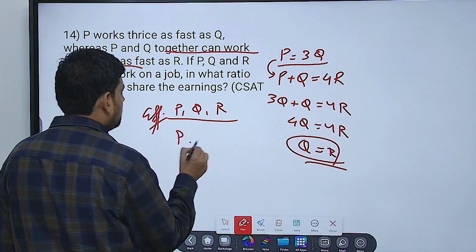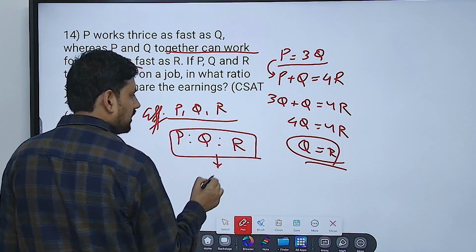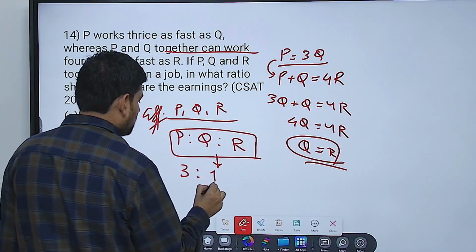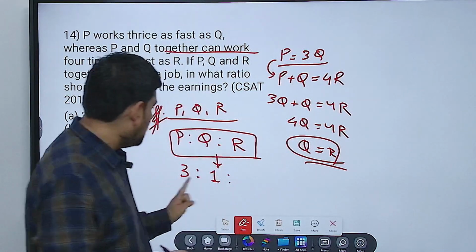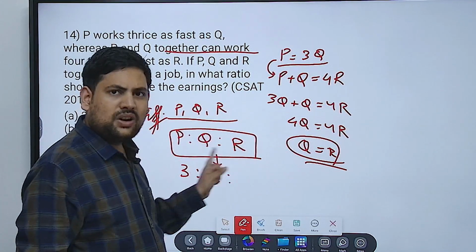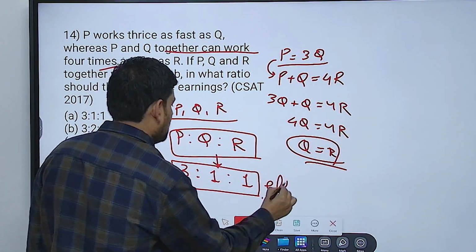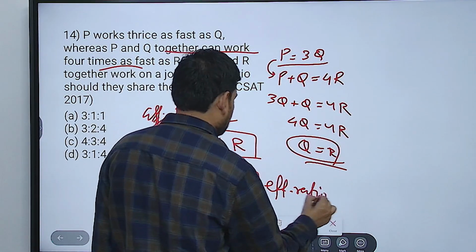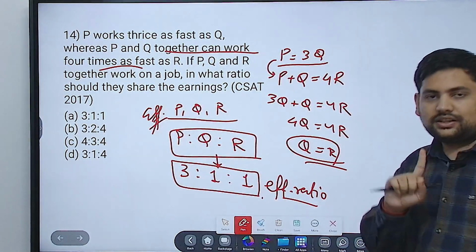Now if I ask you, what is the ratio of efficiency of P, Q and R? What will it be? P will be 3, Q will be 1. Correct? Because P is 3 times that of Q. So 3 ratio 1. Now R and Q are equal, so 1 and 1. So this will be the efficiency ratio. Now you might have seen that we have got to the answer. Just understand one more thing.